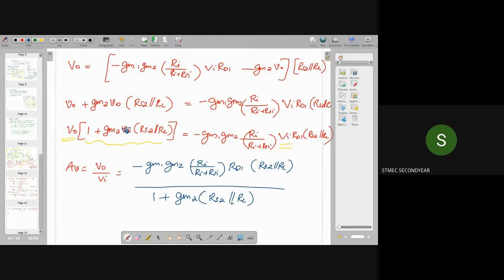Right. So this is the total voltage gain of this cascade configuration of common source amplifier followed by common drain amplifier. Okay. Is it clear? Clear or no? Okay.